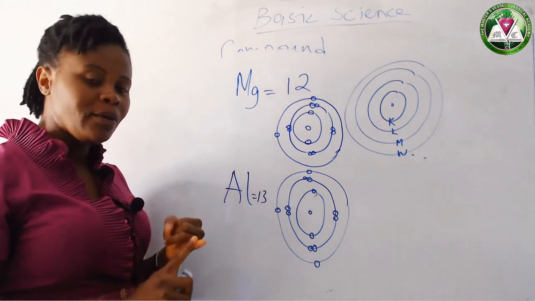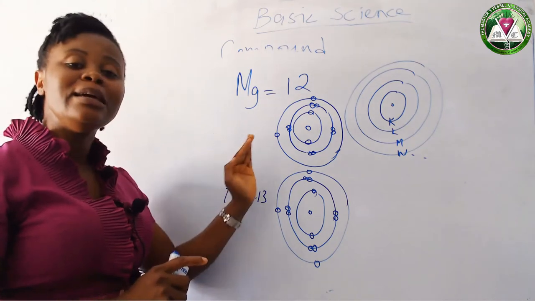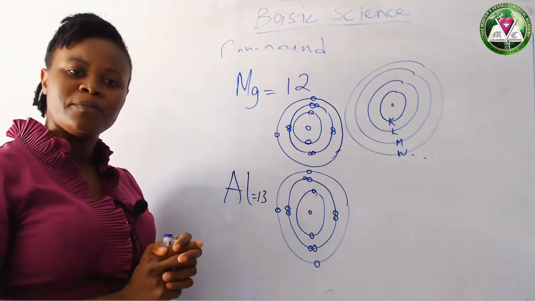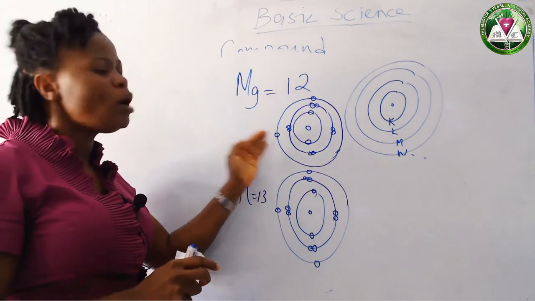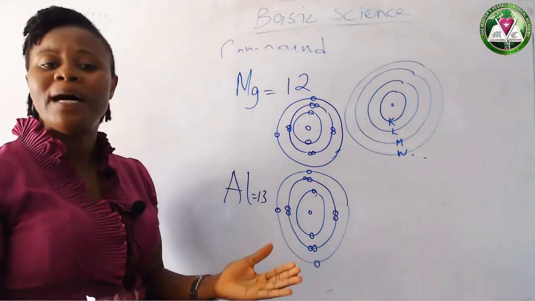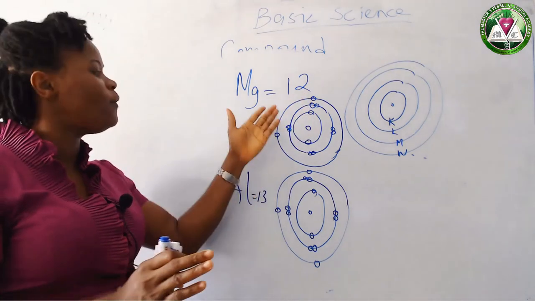That's one. If we know how to draw this atomic structure, we can easily write an electronic configuration. And then if we can draw this atomic structure, we can easily form a chemical compound. Because from this structure now, I can tell you the valence of these elements.